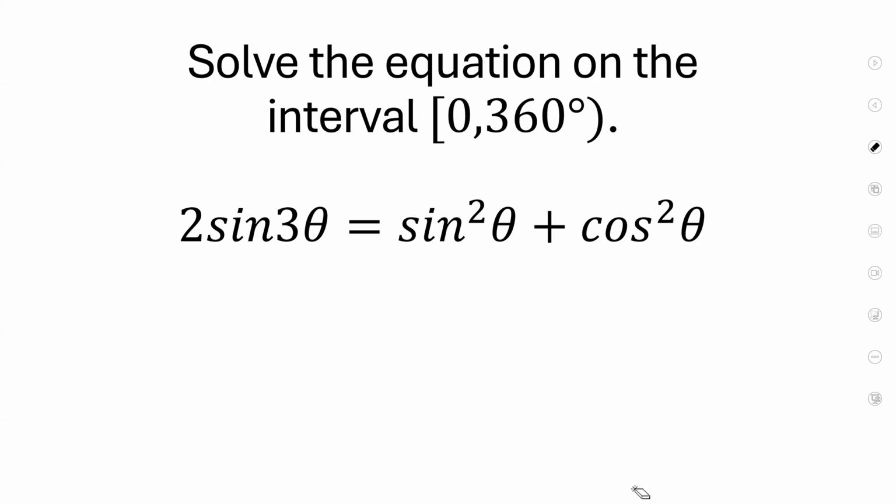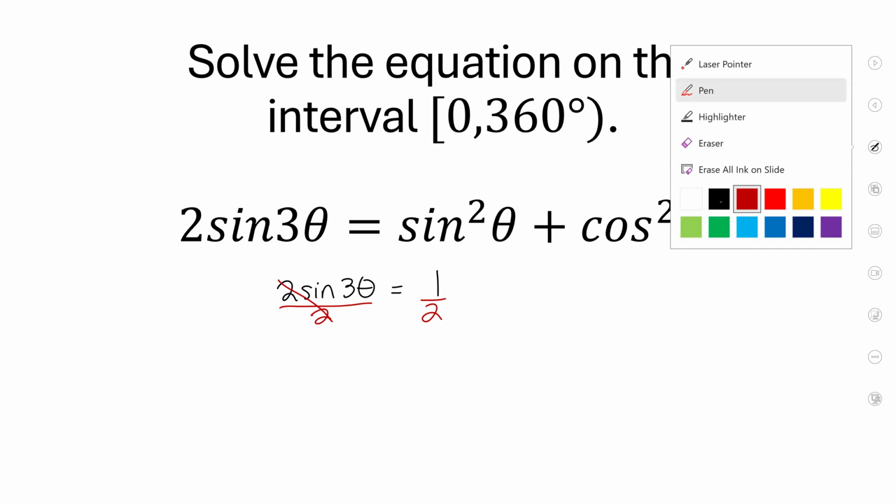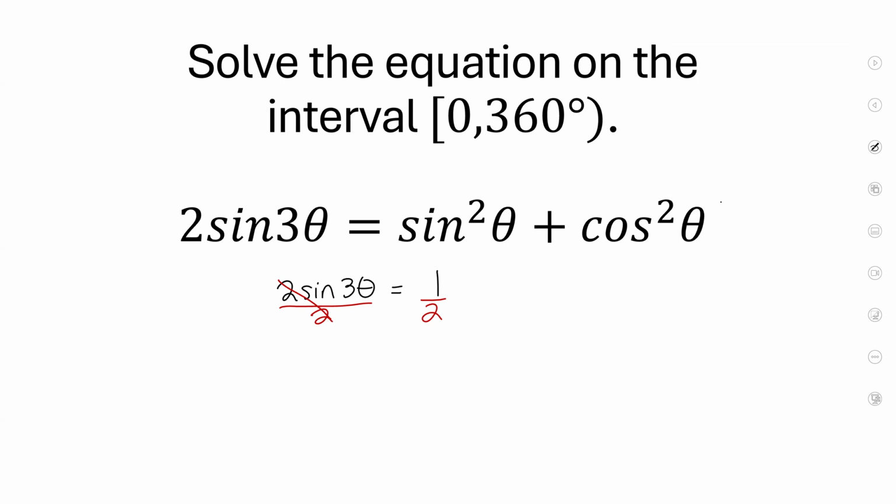Solving this one, do you guys recognize an identity? On the right side, what is this? Yes, this whole thing is just equal to 1. That's an identity. So I'm going to write this again. 2 sine of 3 theta is equal to 1. Now let's just keep solving. I'm going to divide both sides by 2. So now I have sine of 3 theta is equal to 1/2.